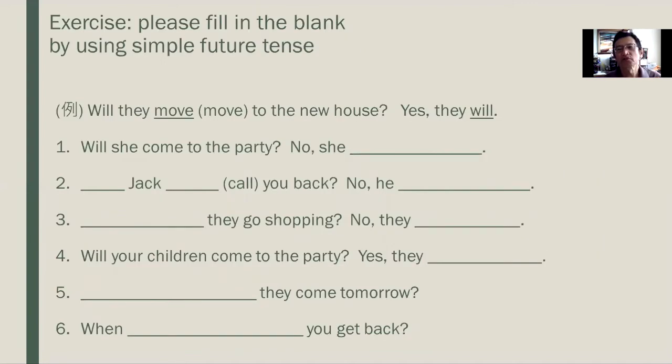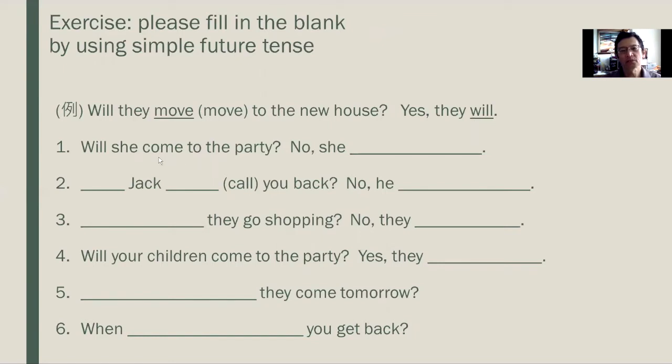Here's an exercise for the simple future tense. Please fill in the blank by using the simple future tense verb. The example here is, will they move to the new house? Yes, they will.